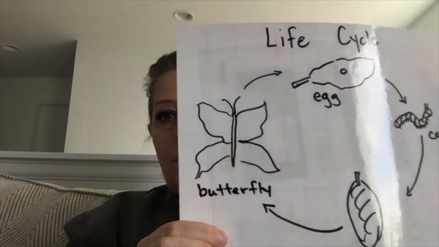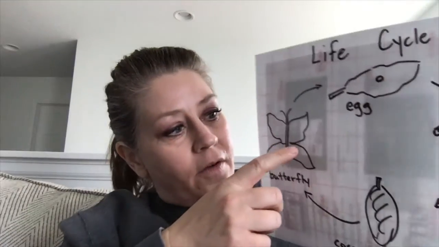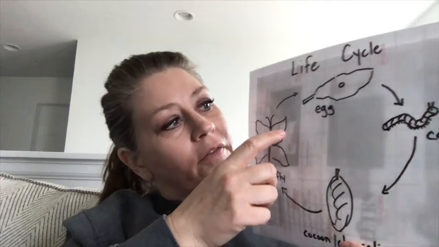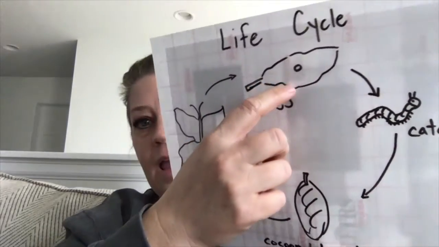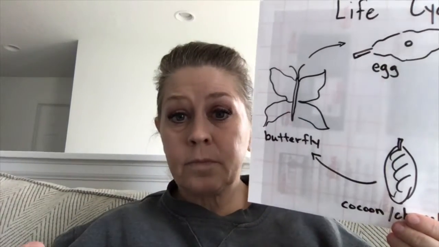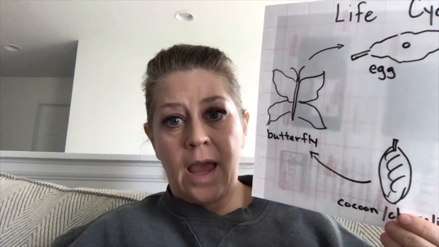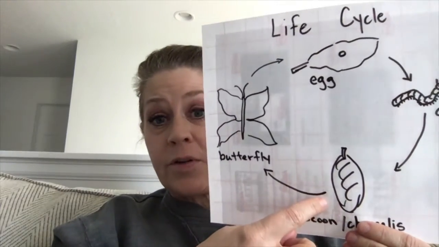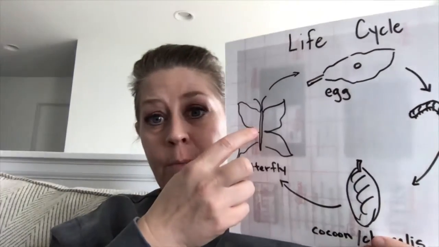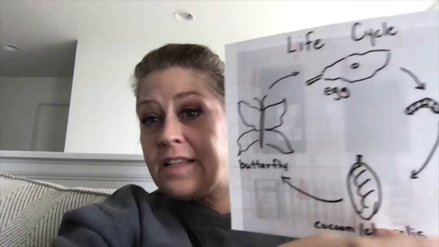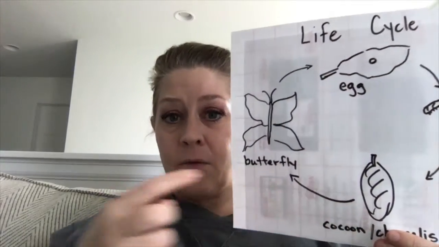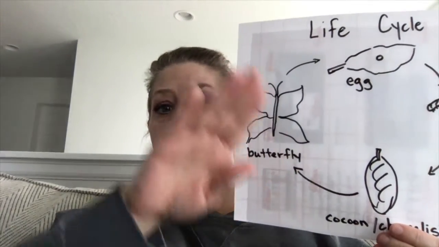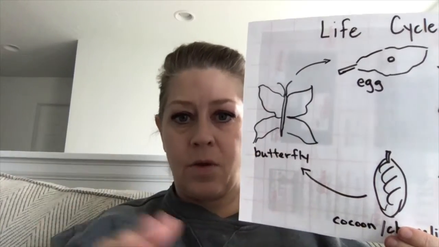That's the cool thing about a life cycle, is it keeps going around and around. So when the butterfly gets older, if it's a mama butterfly, it's going to lay eggs on the leaves. And then the eggs are going to hatch and turn into a caterpillar, which will go into a chrysalis, which will turn into a butterfly who will lay eggs, and it goes around and around. That's what a cycle is, something that goes around and around.